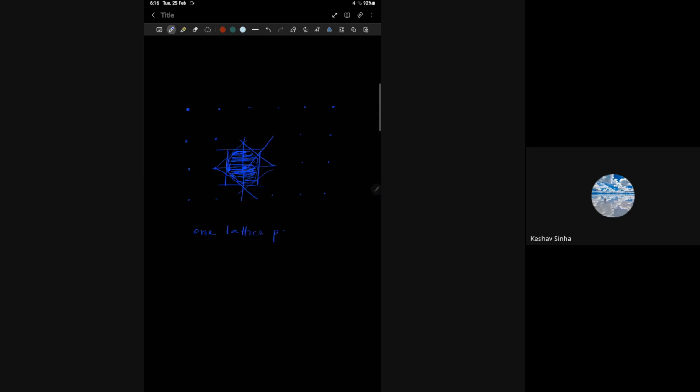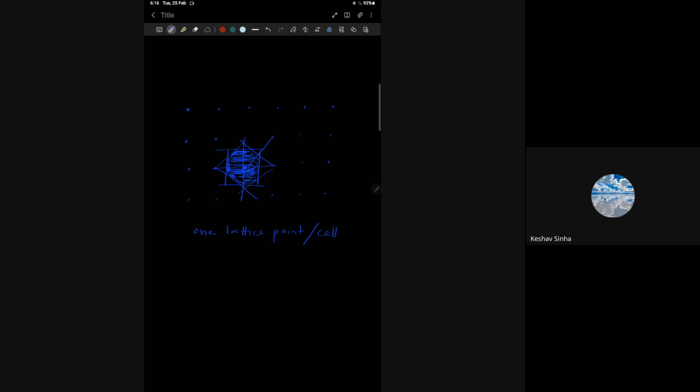Now this is also a primitive cell. What is the definition of a primitive cell? There has to be only one lattice point per primitive cell. So in a primitive cell, there is only one lattice point per cell. Okay. So the method of constructing it by perpendicular bisectors gives the Wigner-Seitz cell.